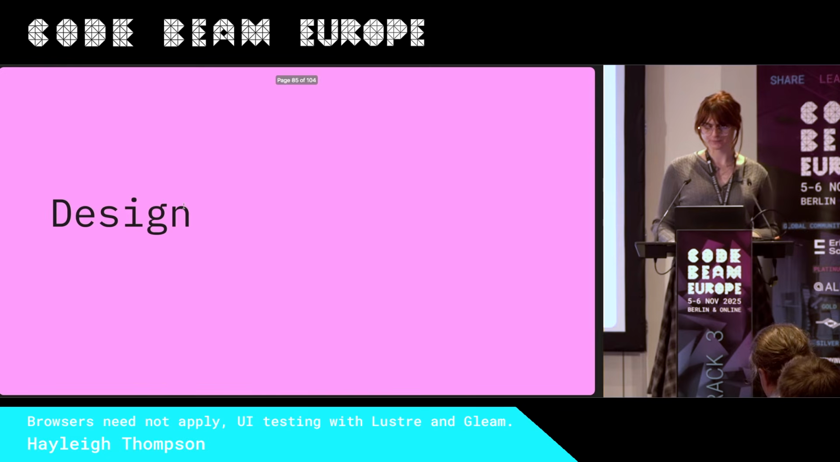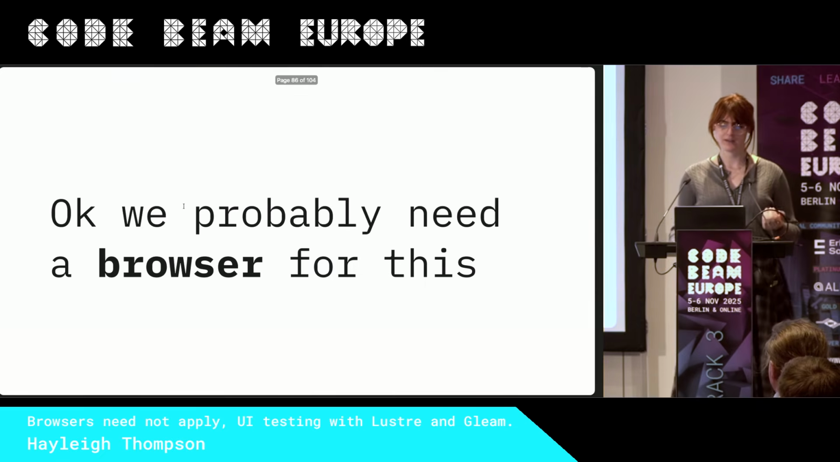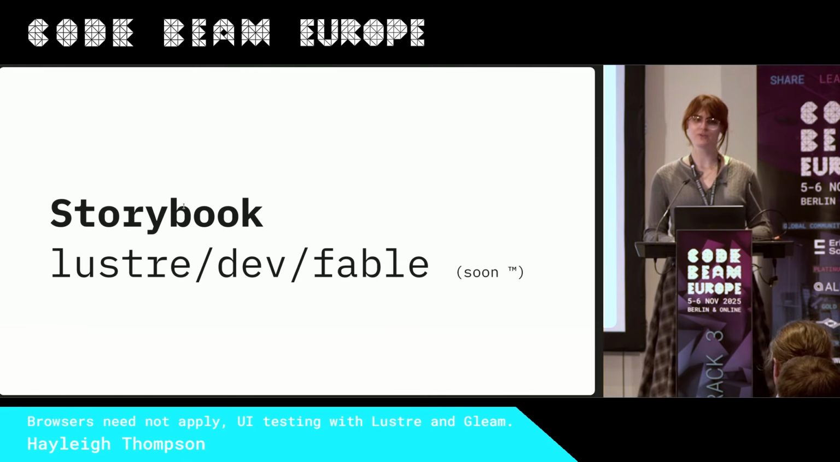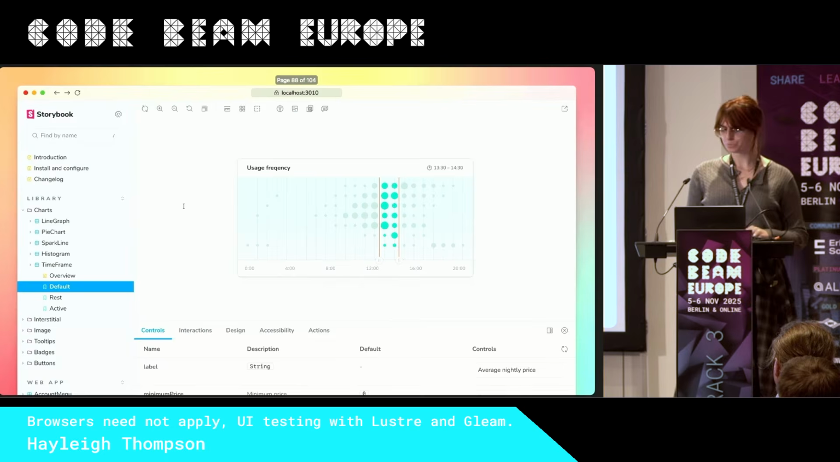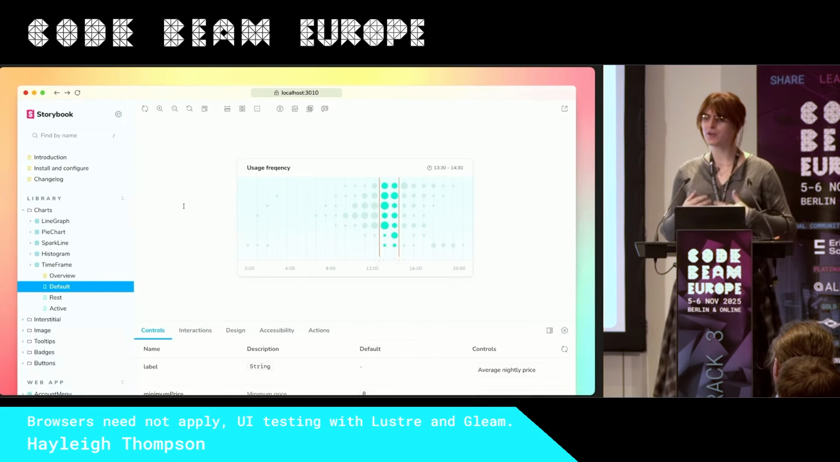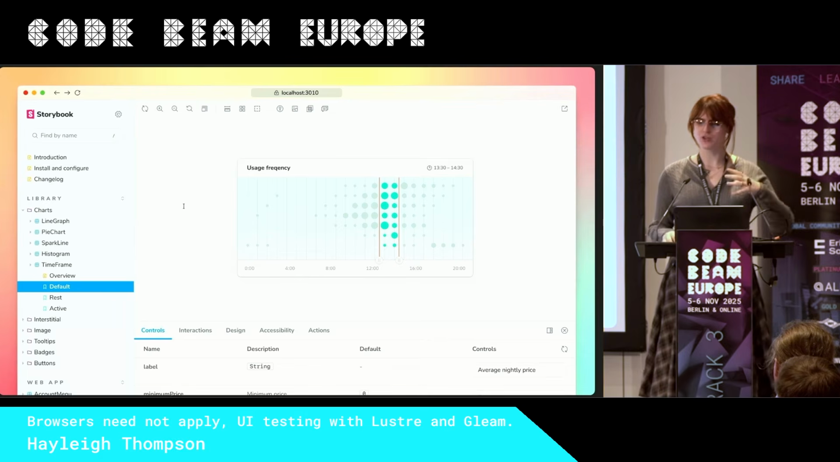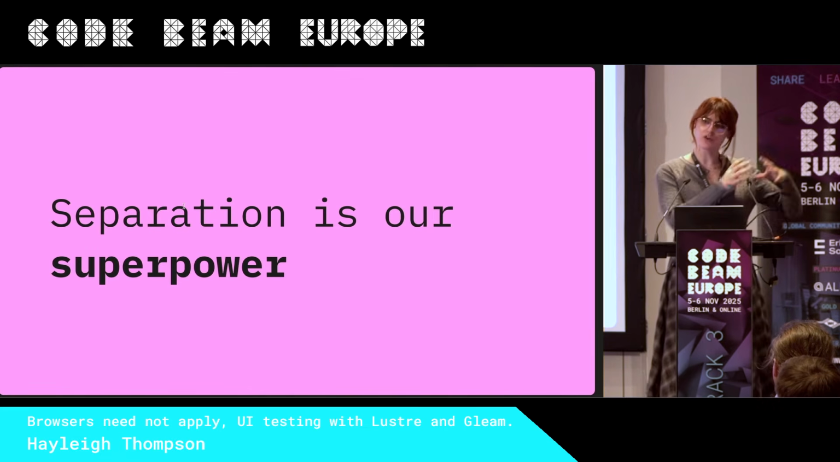And last, the fourth thing that we want to be able to test for is design. So we're probably going to need a browser for this. And the common tool that people use here is Storybook. But slowly but surely, I'm also working on something for Lustre here called Fable. And this is where you load up your UI code in a kind of isolated environment where you just have components that are rendered on the page. And that separation, again, is our superpower because we can just use our view functions.